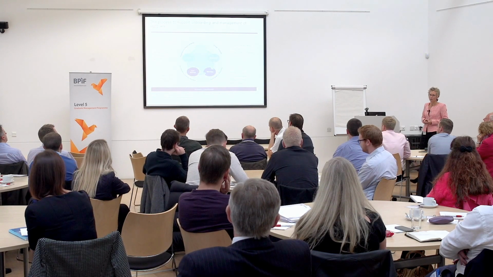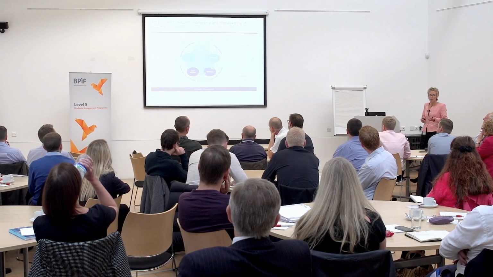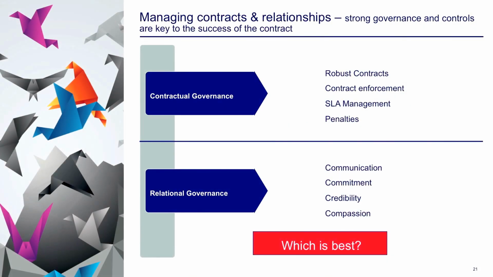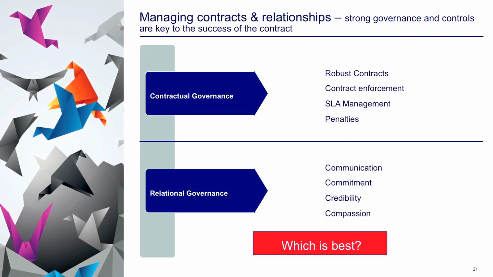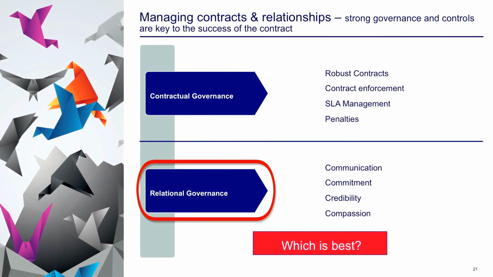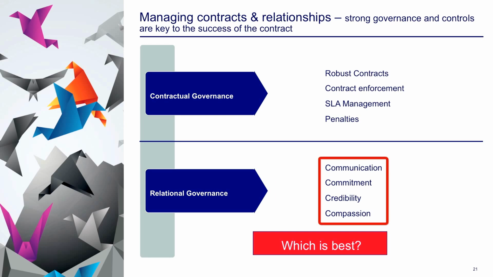Working with external suppliers gives us much more ability to leverage their expertise and leverage the pricing. So, managing contracts and relationships, governance. I've touched on governance and controls a couple of times, and it's really important once that contract is landed and you've started to work with your new supplier, that you get the governance and the controls right. It can take a couple of forms. It can be a very contractual governance model, which is very much around robust controls, contract enforcement, SLA management and penalties. Or the other way is to be a little bit more collaborative, and that's a relational governance model. And this is around communication, commitment, credibility and compassion.